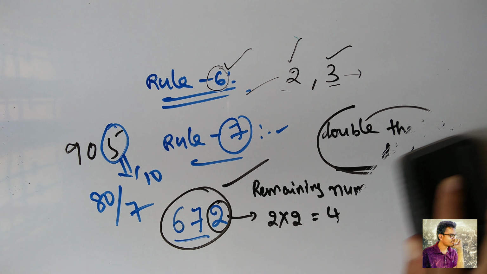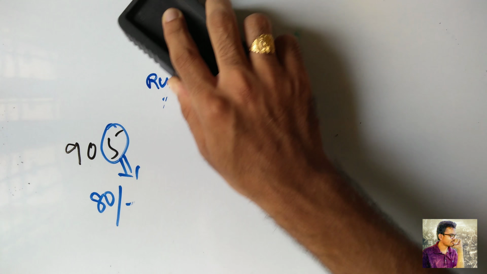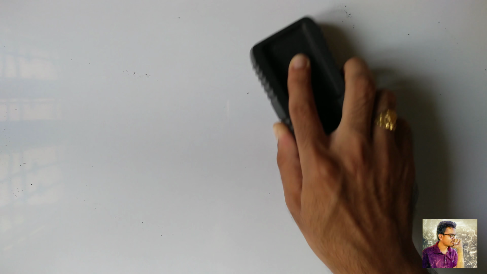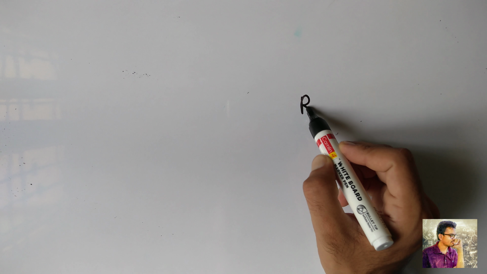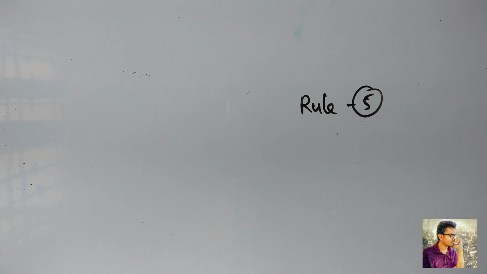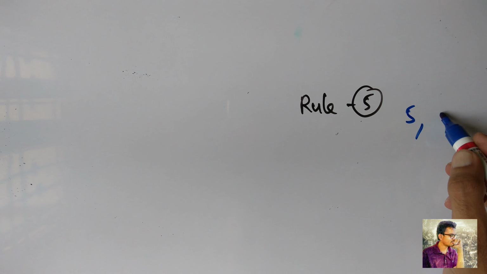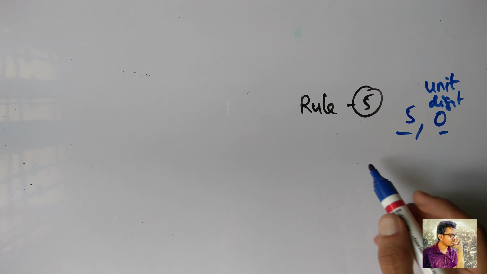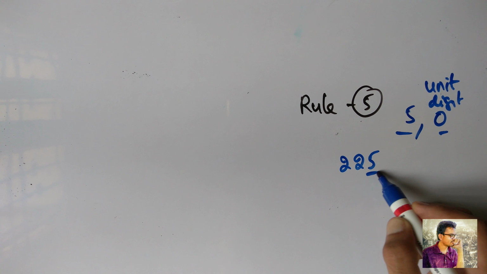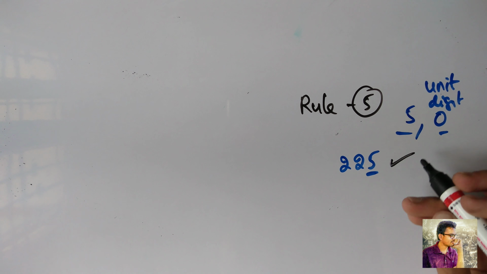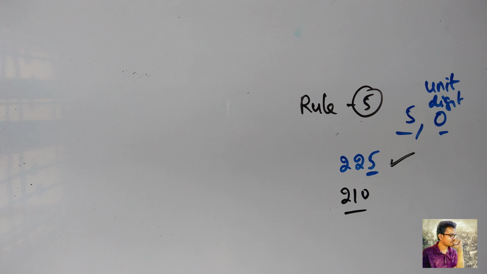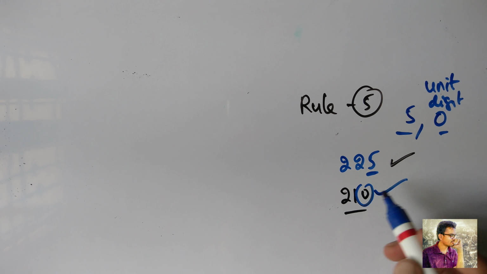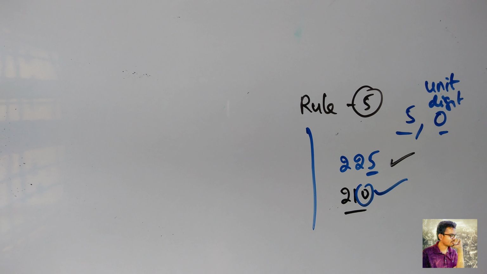Now let me speak about 5 and 10. I left these two because these are very general concepts, but let me cover them in a short time. For a number to be divisible by 5, its unit digit should contain either 5 or 0. For example, 225, unit digit having 5, so this number is divisible by 5. Or 210, unit digit containing 0, so it is also divisible by 5. In this way you can check the divisibility rule for 5.